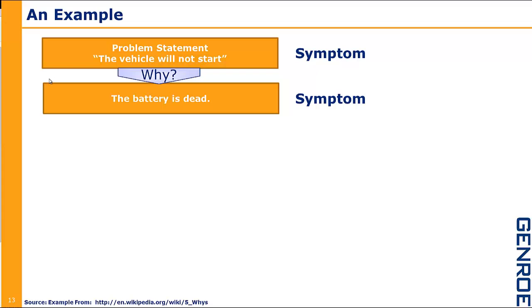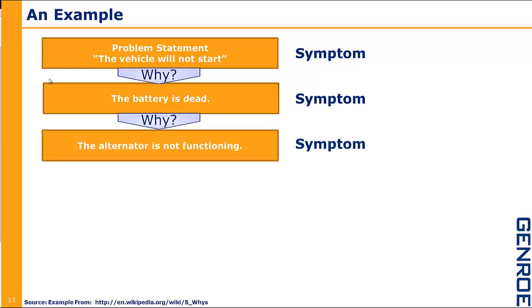We've only gotten to another symptom of the issue here. So we need to ask the why question again. So let's ask why again. And this time we do a little bit more investigation and we work out that the reason the battery's dead is because the alternator isn't functioning, that the alternator is broken in some way.